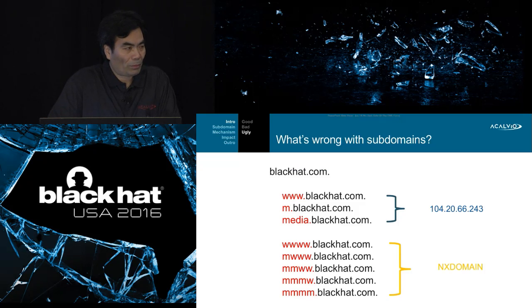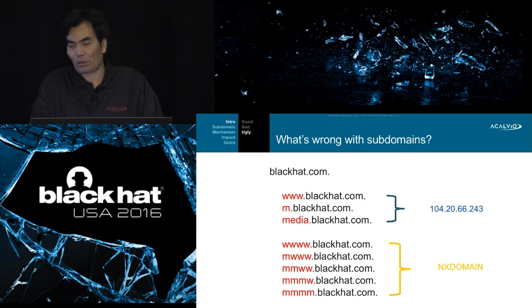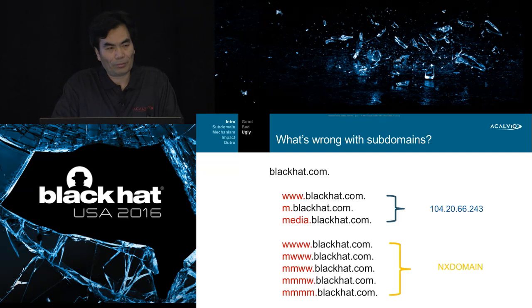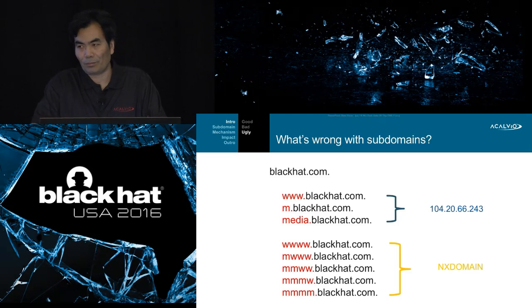Let's take one step back and revisit blackhat.com. This domain name has 3 subdomain names defined. The first one is the common www.blackhat.com for the website. The second one is for mobile users. And the third one is dedicated to PR and media purposes. At the moment, all three subdomain names are mapped to the same IP address.